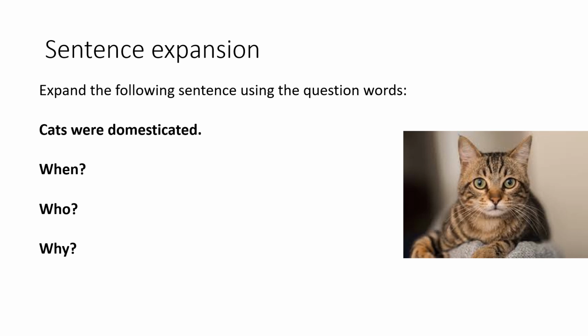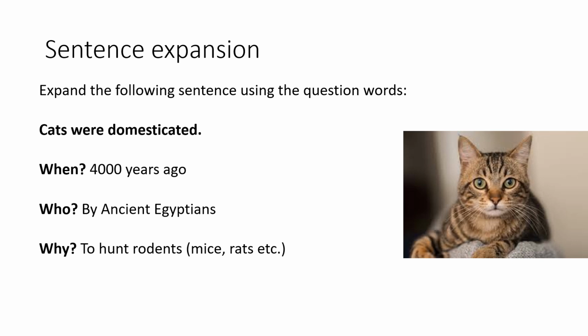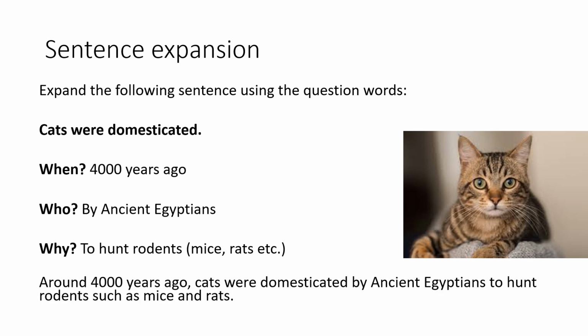Cats were domesticated. I'm using a selection of questions to develop this sentence. When were they domesticated? Who domesticated them? And why were they domesticated? I can find out that information. When? 4,000 years ago. Who? The ancient Egyptians. And why were they domesticated? To hunt rodents, mice and rats, etc. Then I can use this extra information to develop that first sentence, to expand it.